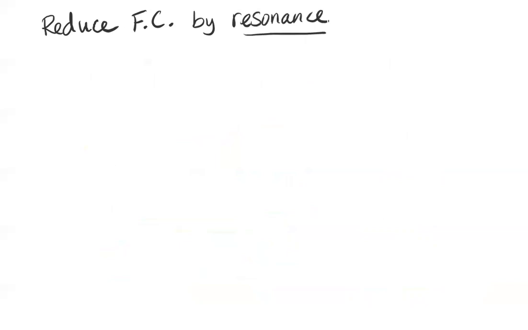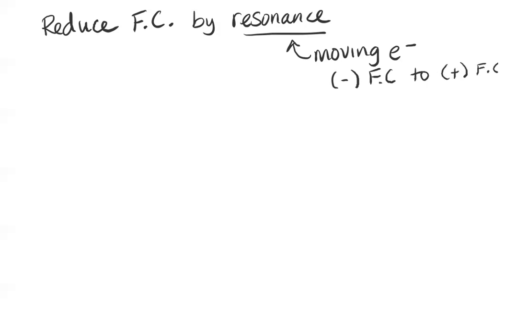Okay, and resonance is moving electrons. And you're going to move those electrons in a molecule from an atom that has a negative formal charge to one that has a positive formal charge. And these atoms have to be next to each other or neighbors.